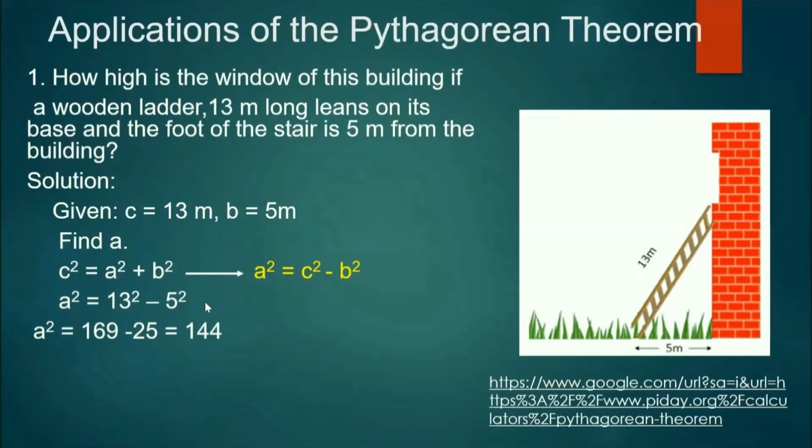So solving for A, we have A squared is equal to 13 squared minus 5 squared, and we get A squared is equal to 144. Then A is equal to the square root of 144, which is 12 meters.